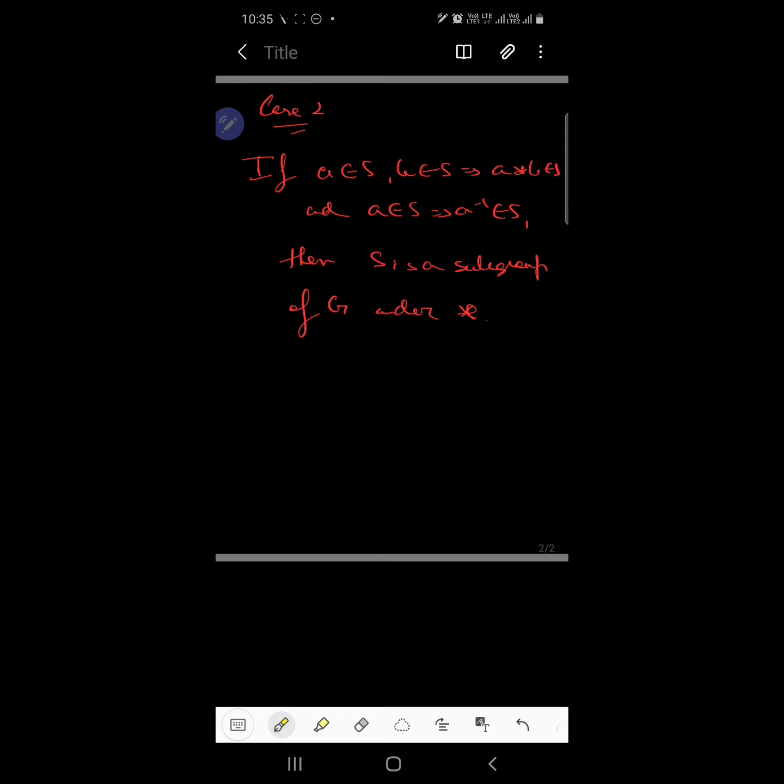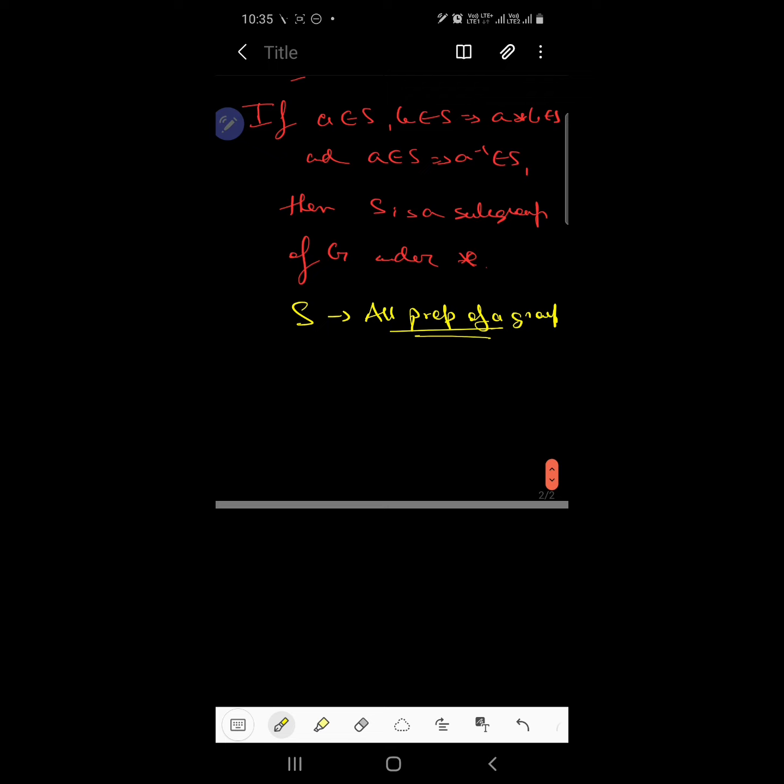So we know that S is a subgroup. That means S follows all properties of a group, right? Since S follows all properties of a group, therefore S must follow the closure property. So we can directly say that if A belongs to S, B belongs to S, that implies A star B belongs to S, because S being a group also obeys the closure property. This is clear, guys, right?